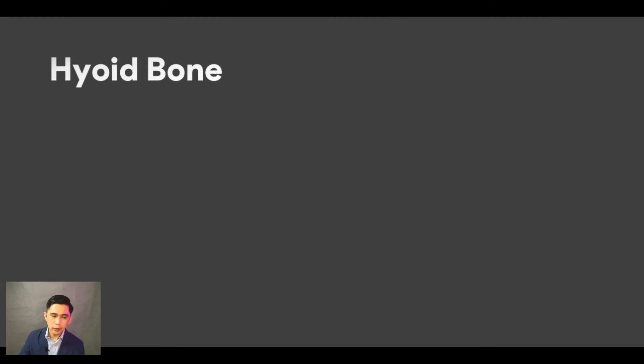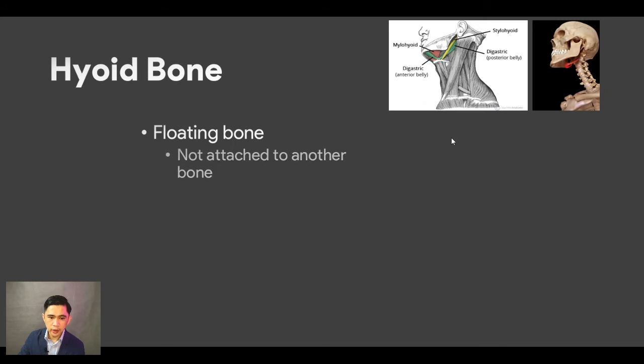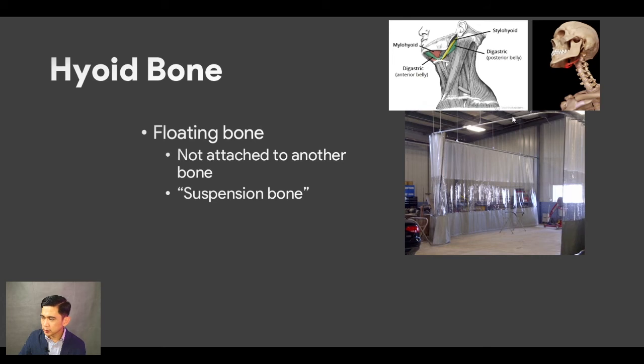Now let's talk about the hyoid bone, going downward. So we have here the hyoid bone. Hyoid bone is a floating bone. It doesn't have any connections to other bones. It's just a floating bone. And I like to call it a suspension bone because it is suspended by the muscles above and muscles below. So the muscles above and the muscles below will put tension, and thus it just floats. Just like this one. This is a suspension bar. It is supported above and supported below. It's just like the suprahyoid and the infrahyoid muscles. That is a suspension bar.